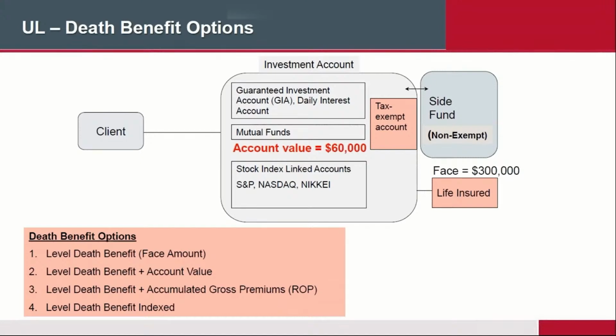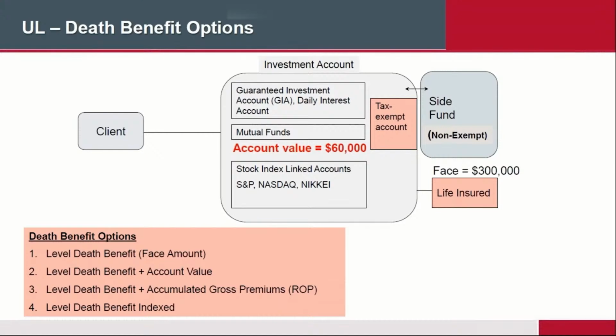So level death benefit plus account value basically says we'll give you the level, which is $300,000 in our example, plus $60,000 worth of cash, totally tax-free. The third one is level death benefit plus accumulated gross premiums, in other words, ROP. This is predominantly used by employers who buy an insurance policy on their key person, for example. Let's say that you were working for me and I'm paying $1,000 a year in premiums for your $300,000. Your wife or your spouse is your beneficiary. In other words, I'm not the beneficiary. Your spouse is the beneficiary.